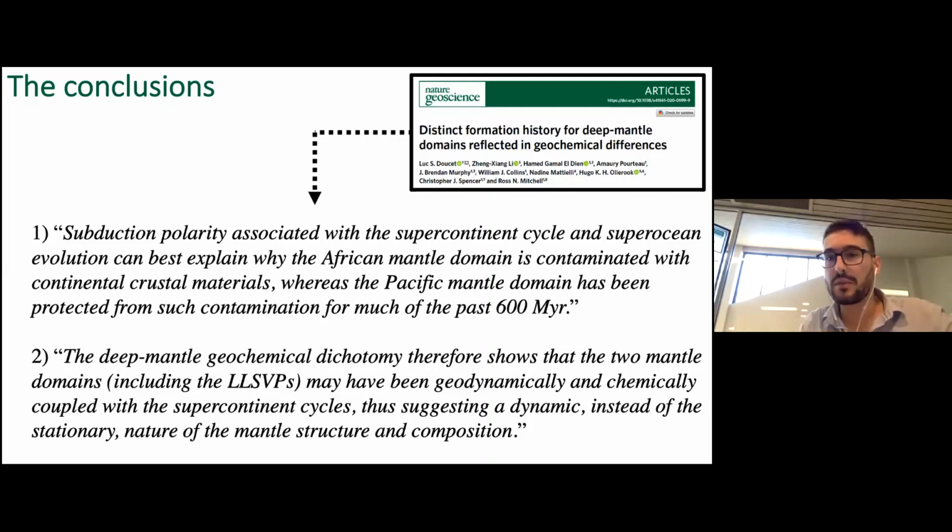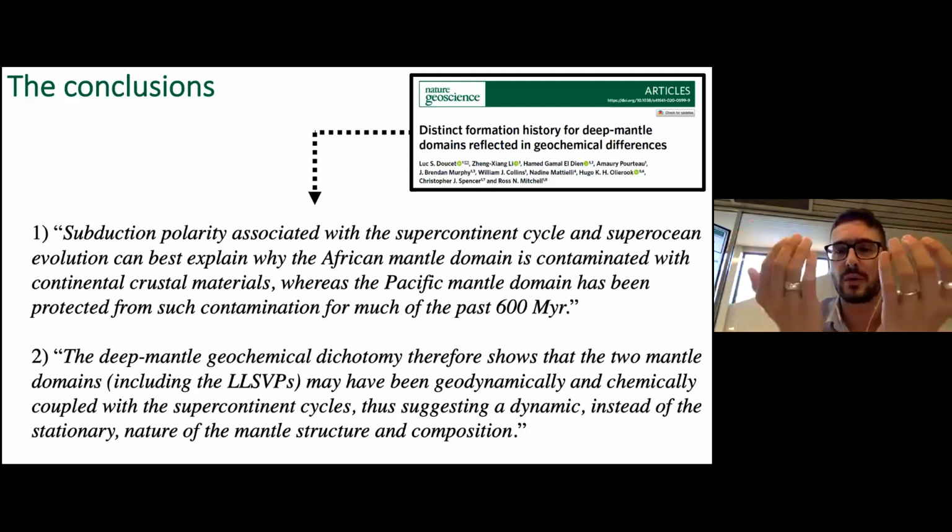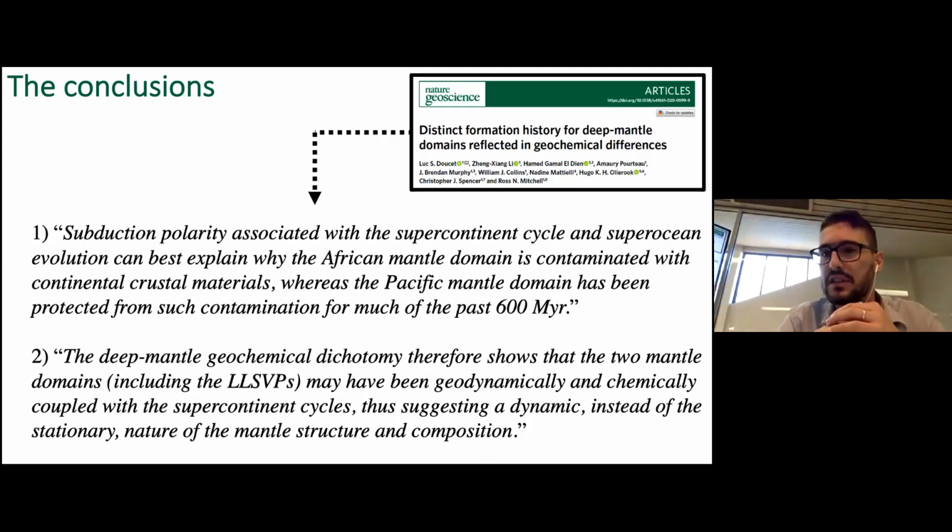The take-home message would be that when you have the transition from Rodinia to Pangaea, you have extroversion, and when you do the extroversion and the accretion, you form Gondwana and then you form Pangaea. You have massive subductions and massive orogeny that will bring a lot of continental material into the mantle. And then you have the subduction girdle, which brings all the material that came off the continent back into the Pangaean domain, or the African domain. And because of the polarity of the subduction, the Pacific domain is preserved from that process. This is why we have a distinct geochemical signature in both domains.